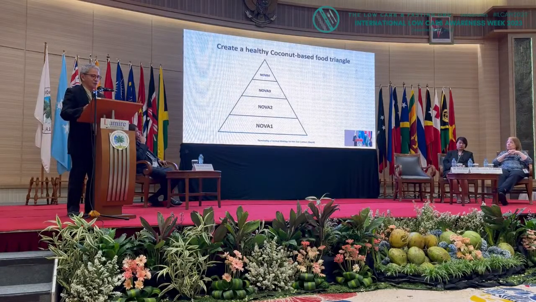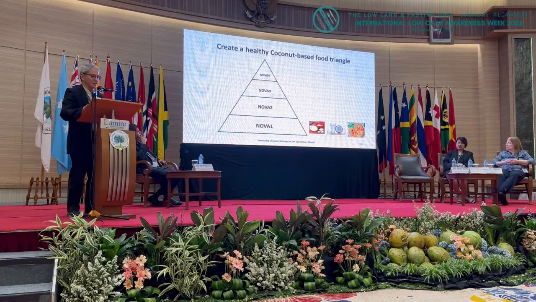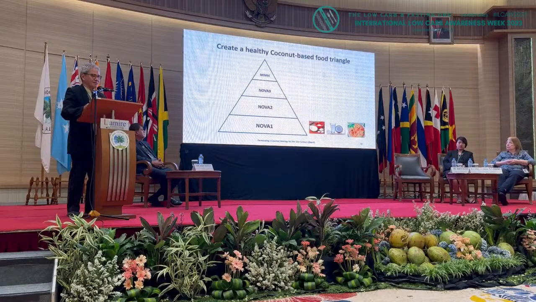So some examples would be, for Nova 1, a coconut diet. So just consume the coconut itself, or make curry. That would be Nova 1. Nova 2 would be some minimally processed coconut products.